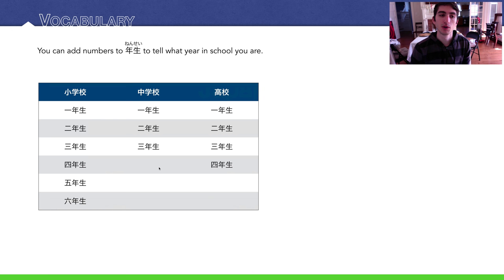High school, 高校, 1年生,2年生,3年生,4年生. Some of you might be wondering, why are there 6 years in the elementary school category? Well, that's because in Japan, elementary school is from year 1 to year 6. Their middle school has 3 years, and their high school has 3 years. In America, it has 4, which is why I included yonensei here under high school. So it's the same number of years, 12 years, in all of your primary education. It's just the way they distribute those years is a little different from America.